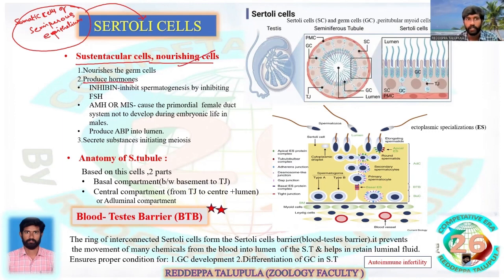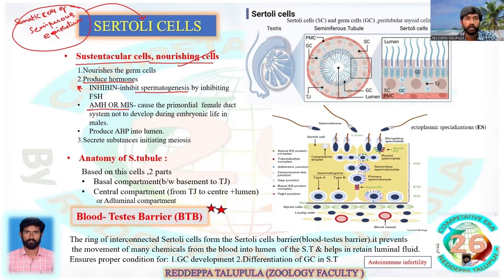What are those hormones? First one, inhibin will be produced, which causes the inhibition of spermatogenesis by controlling the concentration of FSH. What is the mechanism? The mechanism will be discussed whenever I talk about the factors that control spermatogenesis. At that time, I will talk about the mechanism involved in the inhibition of spermatogenesis due to this hormone.